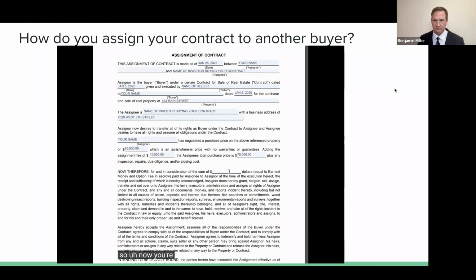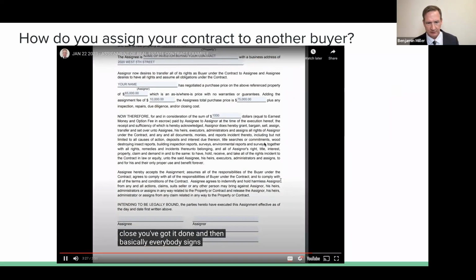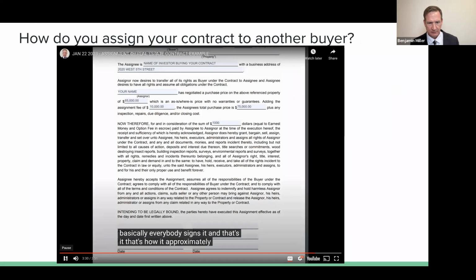So now you're going to flip this where you're going to ask for money. You're going to say, listen, I need 10,000 up front. Your friend or the other investor is going to say, I'm not going to pay 10,000 up front, I'm going to pay it when it's due at closing. You're going to negotiate back and forth and you say, well, at least pay 5,000, at least pay 2. You settle on some amount. Let's just say you put it at 1,000, but you want to get some money out of them before closing so that if it doesn't close, you've got it done. And then basically everybody signs it. And that's it. That's approximately how it looks.